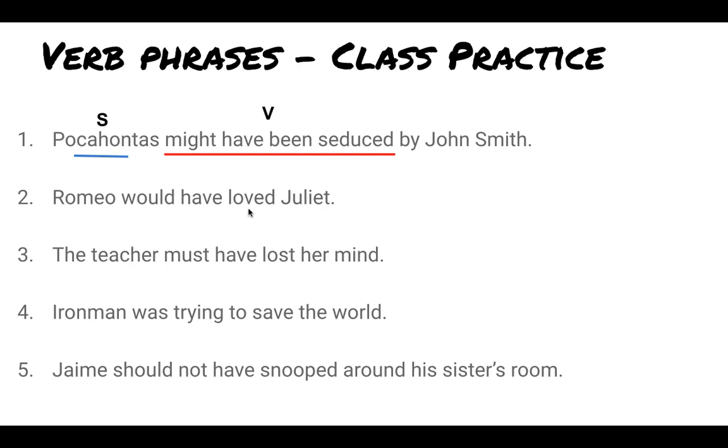Number 2, Romeo would have loved Juliet. Again, loved is the main verb in the sentence, but we've got 2 other helping verbs, would have. So would have loved is our verb phrase, and who would have loved? Romeo is our subject. Number 3, the teacher must have lost her mind. Lost is the main verb, but we've got helping verbs here. Must have lost is our verb phrase. Who must have lost? The teacher.